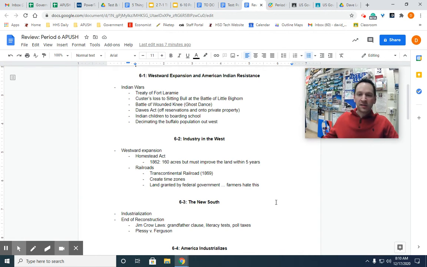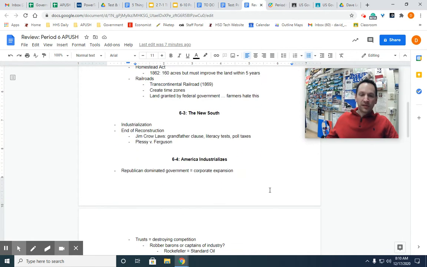Let's move on to section 6-3. All right, the New South. The New South after the Civil War is trying to redefine its image through industrialization, and so they see the future of the South in industry. In the South, you're not going to see the same number of immigrants go to the South. You're not going to see wages as high in the South because the business climate is very much different down there.